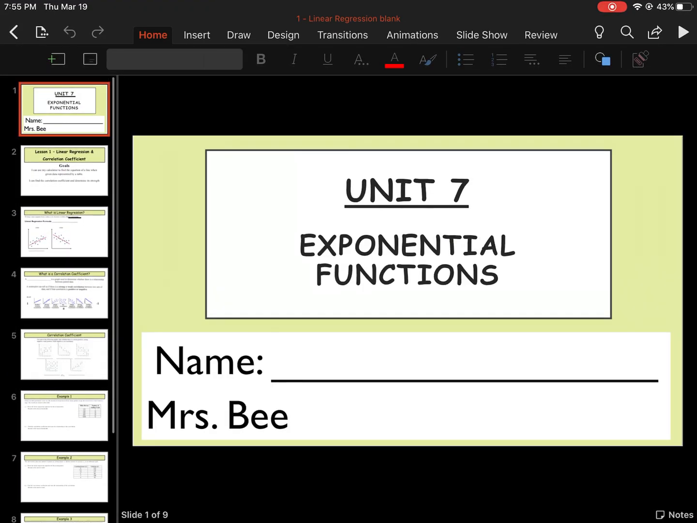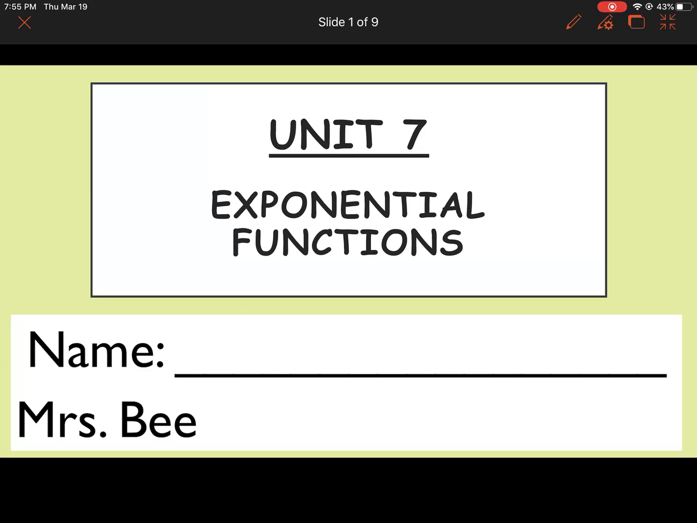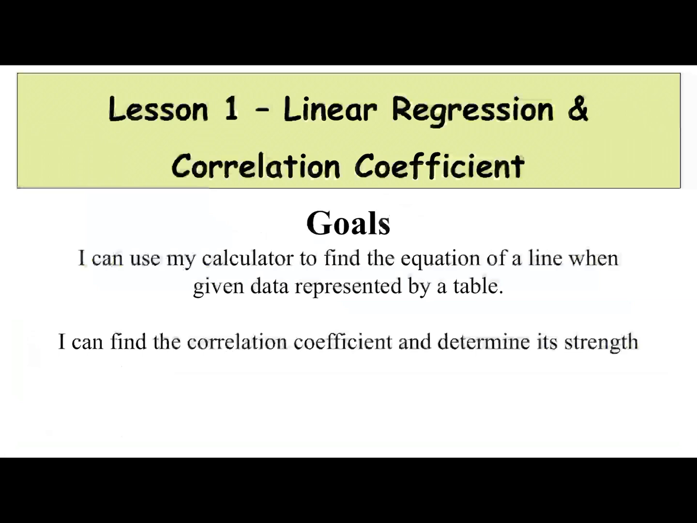So, we have done this lesson already. We've talked about linear regression, but I don't think we had a good understanding of how to do this in our calculator. So today we're going to talk about both linear regression, what it is, and what a correlation coefficient is. By the end of this lesson, you should be able to use your calculator to find the equation of a line when given data represented in a table. And you should also be able to find the correlation coefficient and determine its strength.